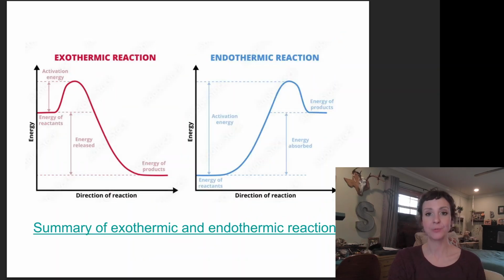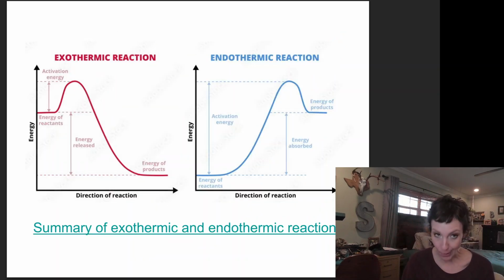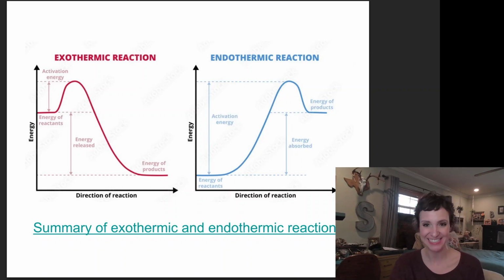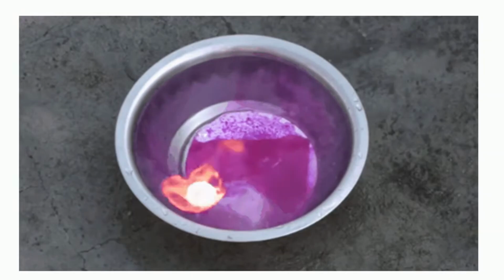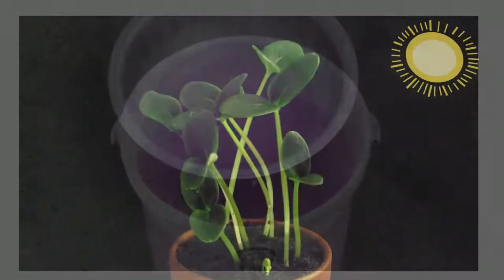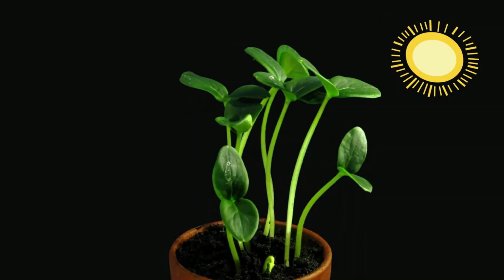So now we have a real fun summary video, summarizing the difference between these exciting slides of my exothermic reactions and my boring slides of my endothermic reactions. Some chemical reactions, like this one, give off heat. Others, like photosynthesis, absorb heat.